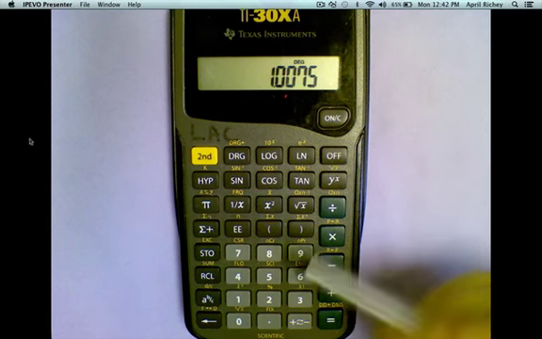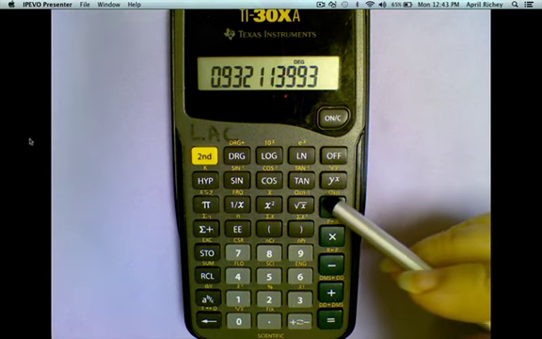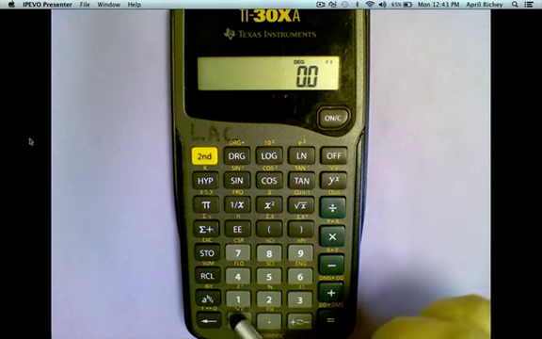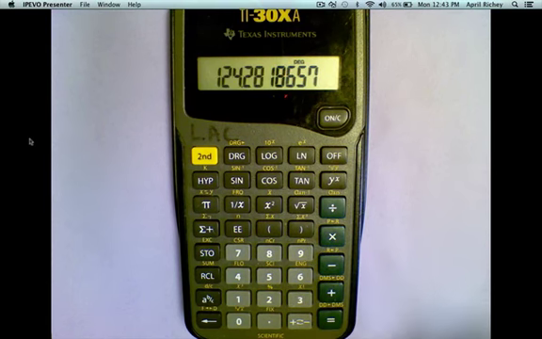I raise that to the negative 360th power. So press your exponent key, type in 360, and then the plus or minus to make it negative, and hit equals. And this gives me 0.067, and that decimal continues on. Now I need to subtract that from 1. So hit your plus or minus to make it negative, and then add 1. And that gives me 0.932. Now divide this by 0.09 divided by 12. So divided by parenthesis 0.09 divided by 12 and close your parenthesis and press equals. And that gives me 124.2818.